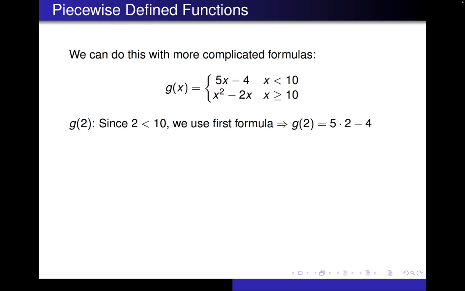So g of 2 is going to be, well, my g of x is 5x minus 4. Plug in x equals 2. I get 5 times 2 minus 4, which is 6.